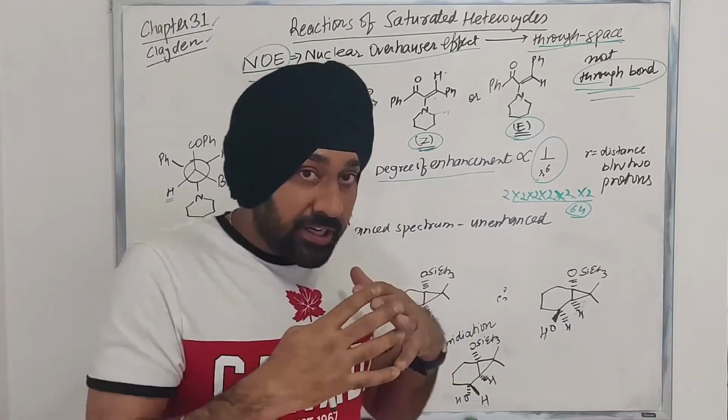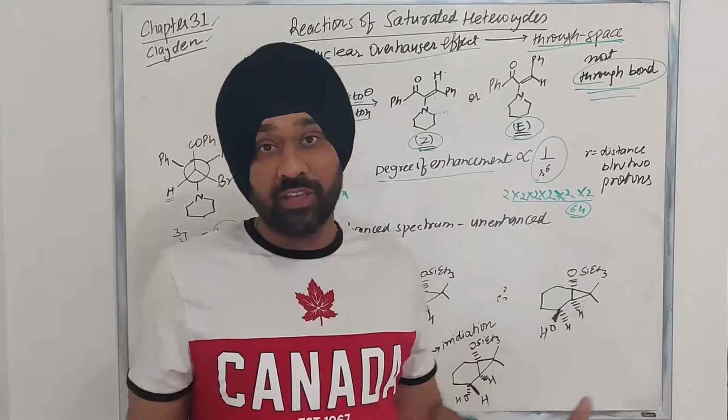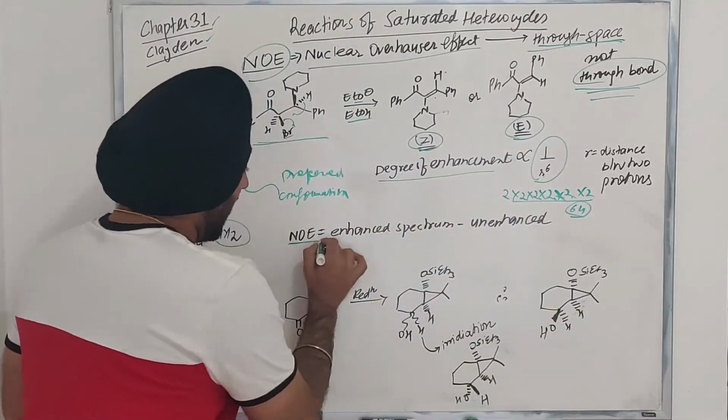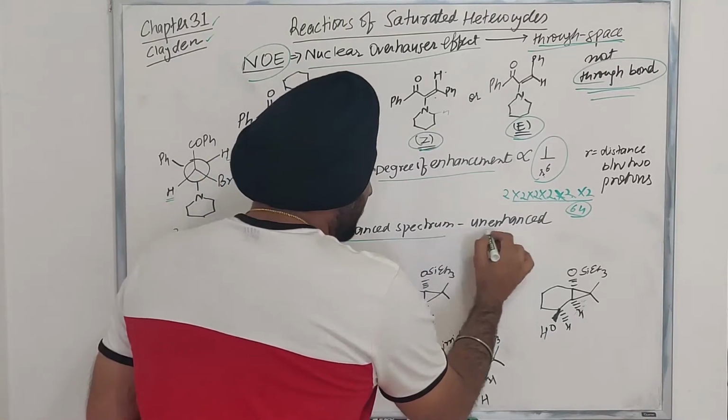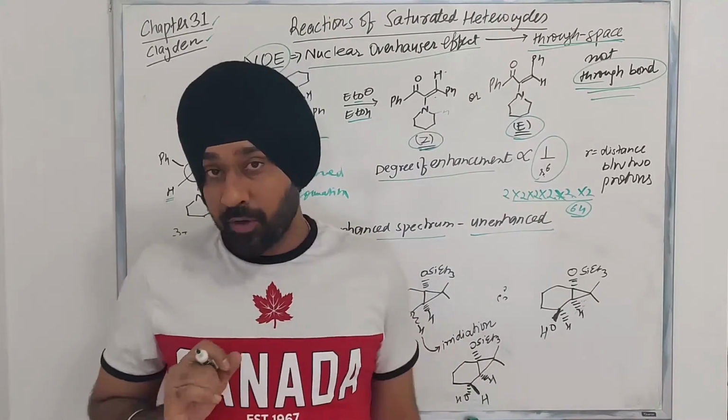So basically, in the spectrum, what do we do? If someone asks you about the NOE spectrum in a nutshell, this is what it is. NOE is basically an enhanced spectrum minus the unenhanced one. So what do we do? We run a normal sample. We run a normal sample.